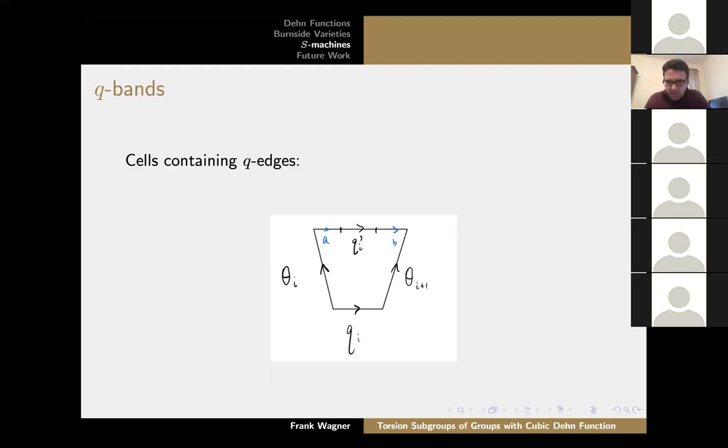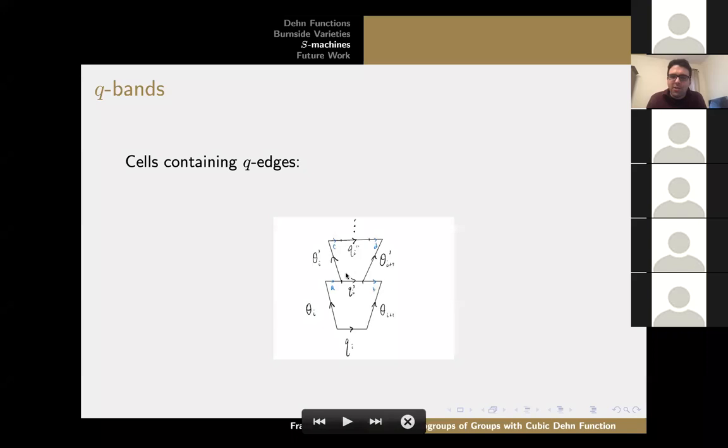Okay. Now I already talked about theta bands where we can just have these across from each other, these theta edges. The same thing happens with Qs, right? If we have a cell containing a Q, we have QI, and it turns into QI prime. There's these two things, but say this isn't on the boundary of the diagram, we're going to need another cell attached at this edge. So maybe there's another cell like this, labeled exactly similarly, and it will continue upward.